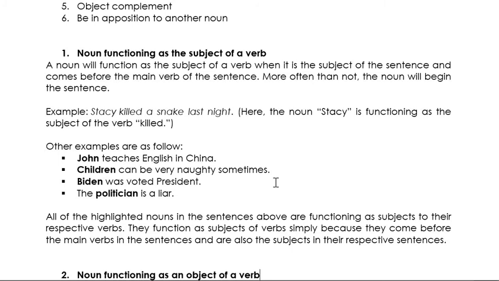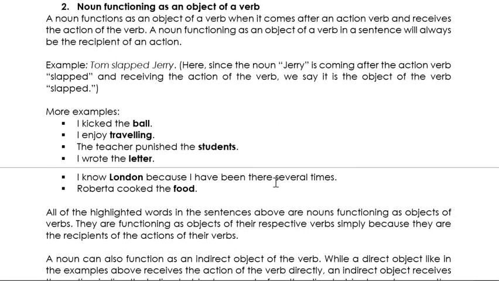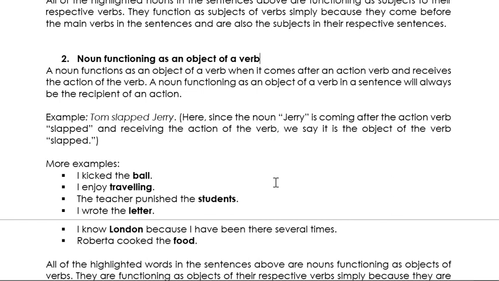The next function of a noun is a noun functioning as object of a verb. What does it mean when a noun functions as object of a verb? It means that the noun receives the action of the verb. And for this to happen, the verb must be a transitive verb because it is the only type of verb that can have an object. So the action of the verb will be transferred to a noun. That noun that receives it is what we call the object of a verb.